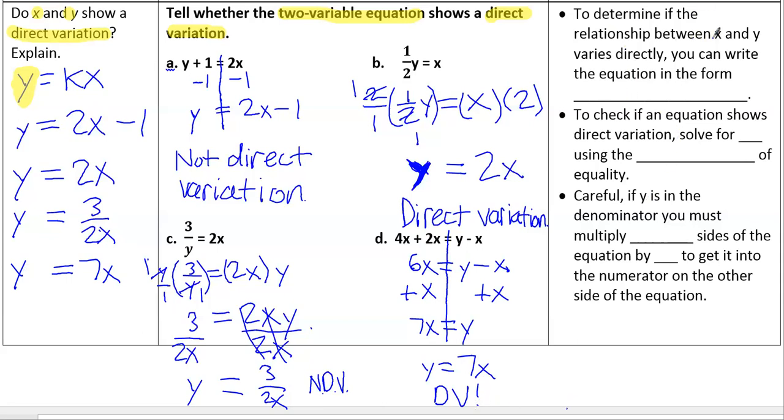To determine if the relationship between x and y varies directly, you can write the equation in the form y equals kx. To check if an equation shows direct variation, solve for, which one were we solving for? We were getting which variable by itself? We were getting y by itself. Using the what of equality? The properties of equality. Careful, if y is in the denominator, you must multiply both sides of the equation by y to get it into the numerator on the other side of the equation.